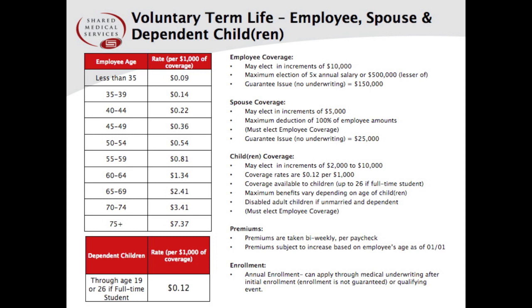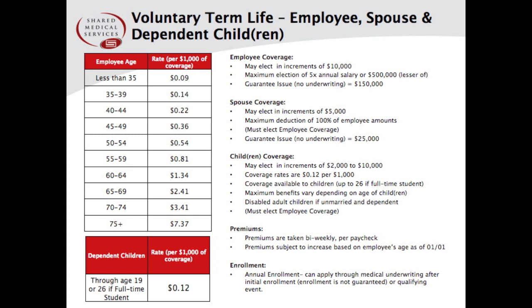Spouses may elect increments of $5,000 with a guarantee issue of $25,000, and dependent children can have coverage of increments of $2,000 to a maximum of $10,000. Annual enrollment takes place in November or December each year with AD&D, and during this time, team members can make changes to elections or enroll for the first time.